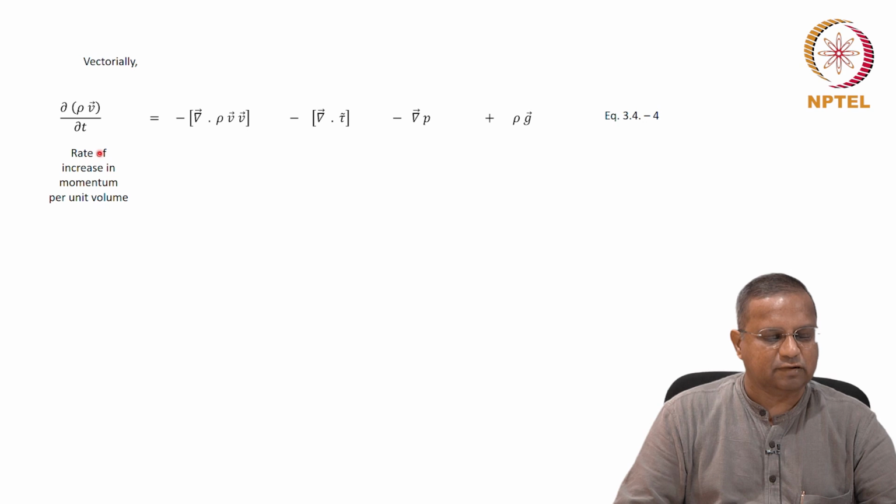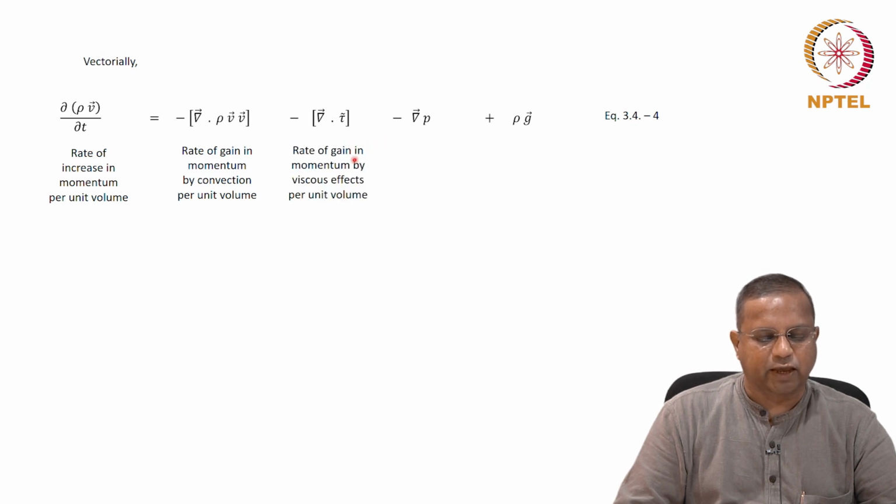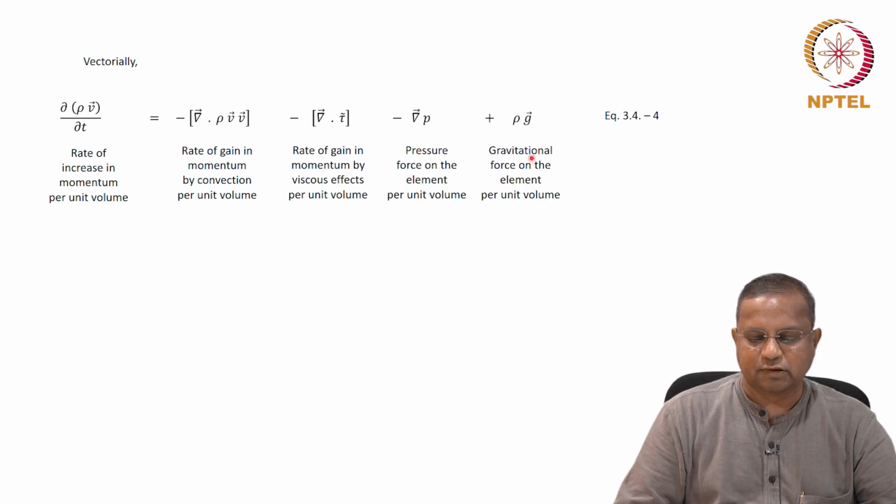So the left hand side is rate of increase in momentum per unit volume. This is rate of gain in momentum by convection per unit volume. This is rate of gain in momentum by viscous effects per unit volume. This is pressure force on the element per unit volume. This is gravitational force on the element per unit volume.